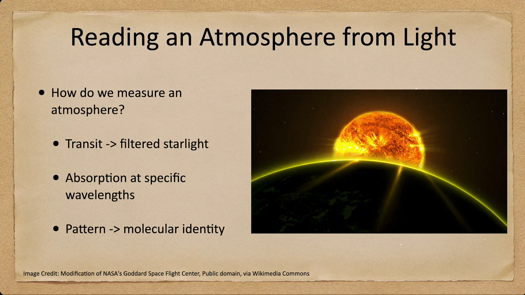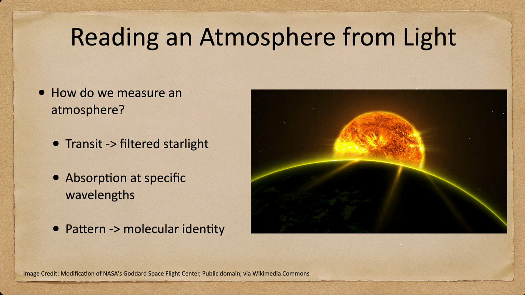Most exoplanets are far too distant to observe in detail. We don't see their surfaces, we don't sample their atmospheres, and yet astronomers are now measuring the chemistry of these worlds, not by imaging, but by studying how they affect starlight.